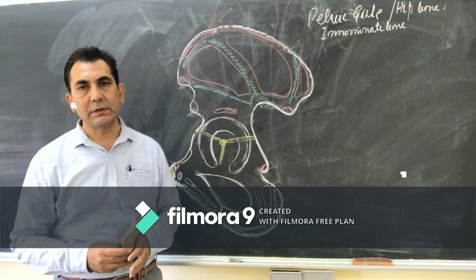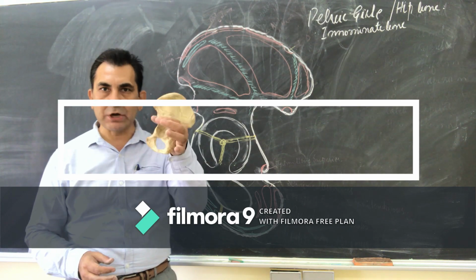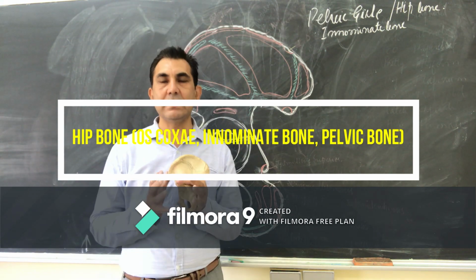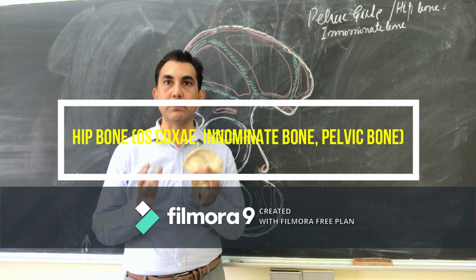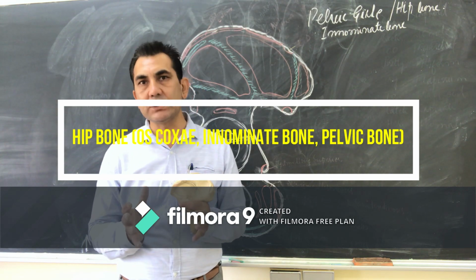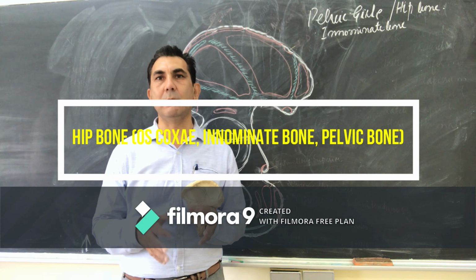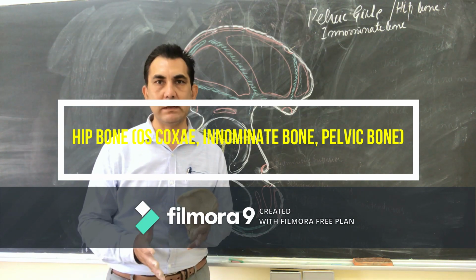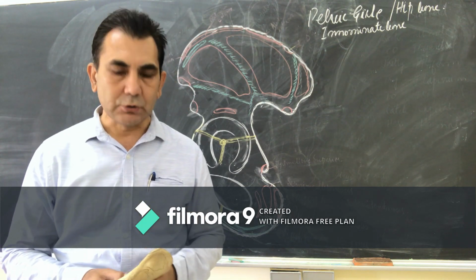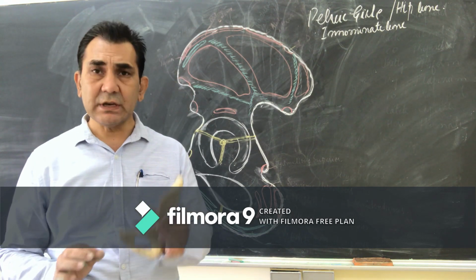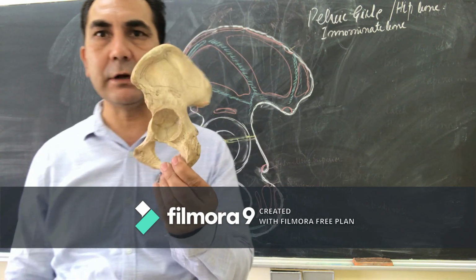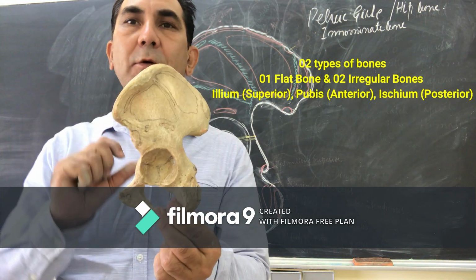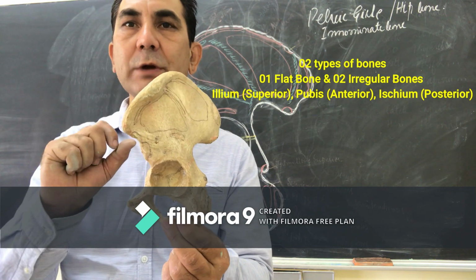In the lower limb we will start with this bone in front of you. The name of this bone is the innominate bone, another name is the pelvic girdle, and in layman's language it is called the hip bone. So this innominate bone, or pelvic girdle bone, is made up of two types of bones.